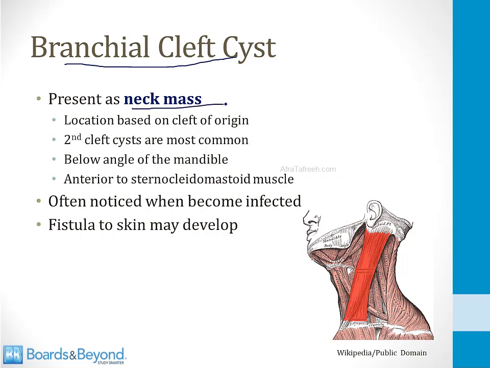The exact location in the neck depends on which pharyngeal cleft was the origin of the cyst. Second cleft cysts are the most common. This is what you should know for step 1 of your boards. They usually present below the angle of the mandible, just in front of the sternocleidomastoid muscle where I'm circling with my pen. They're often noticed when they become infected and therefore become painful, and sometimes a fistula can develop to the skin and this can ooze pus.